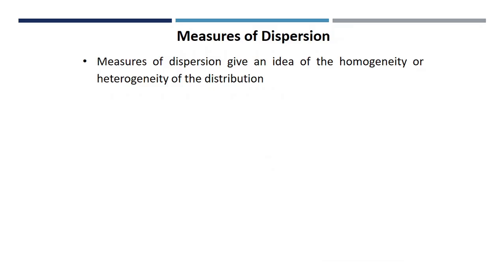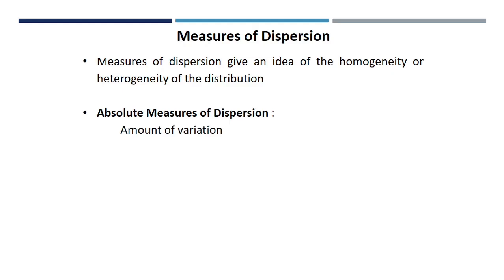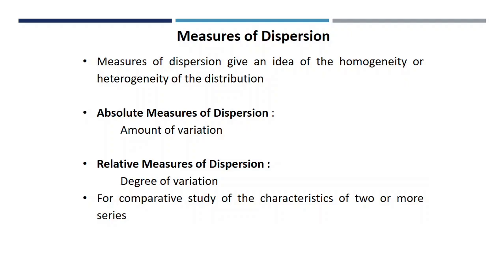These measures of dispersion give an idea of homogeneity or compactness, or heterogeneity and scatteredness of the distribution. The absolute measure of dispersion gives the amount of variation, and this cannot be used for comparison between two variables. That is why there is a need for a relative measure of dispersion. It gives the degree of variation, and this can be used for the comparative study of the characteristics of two or more series.